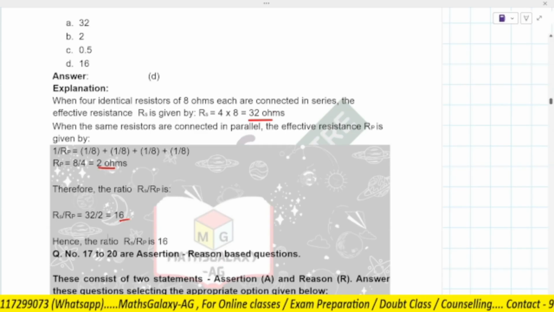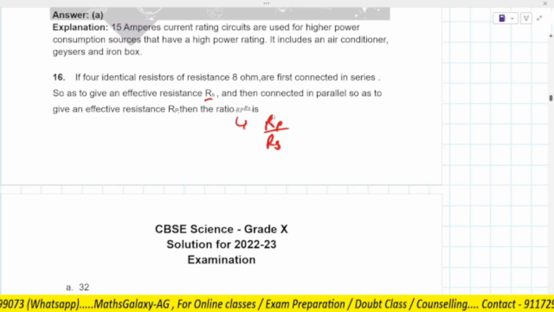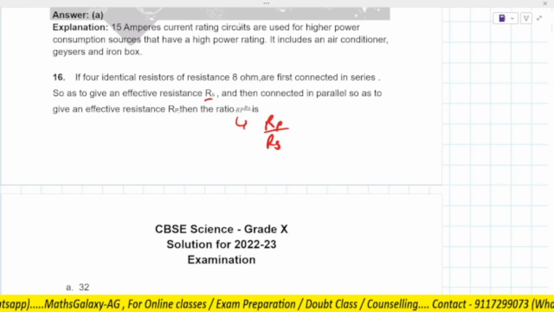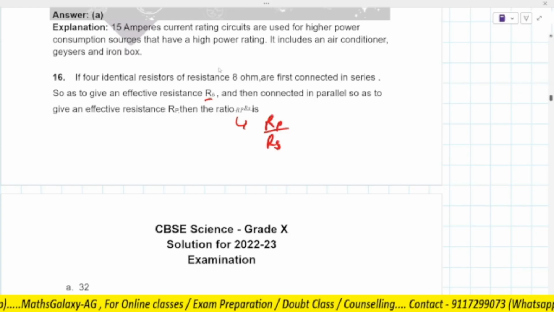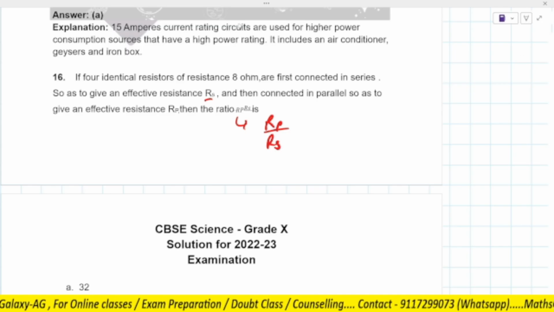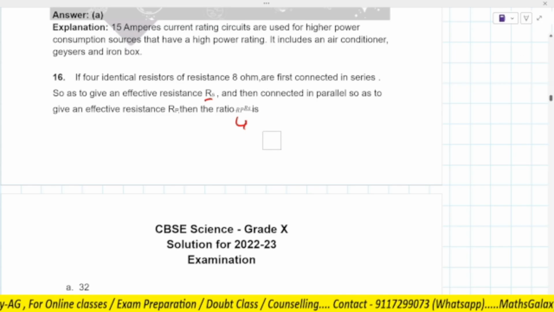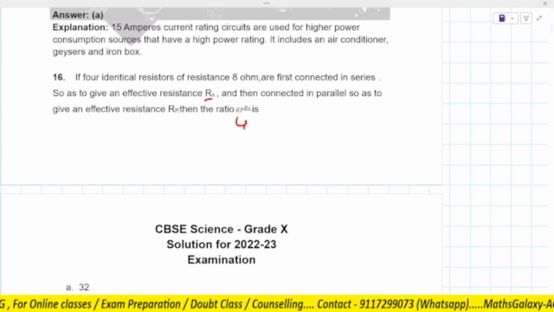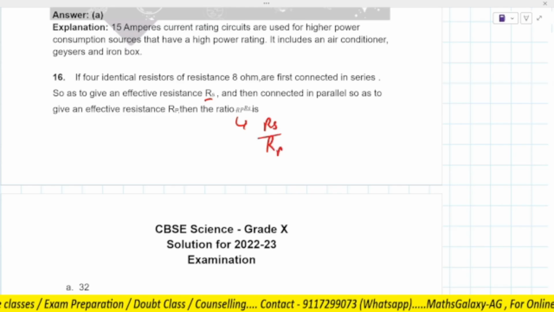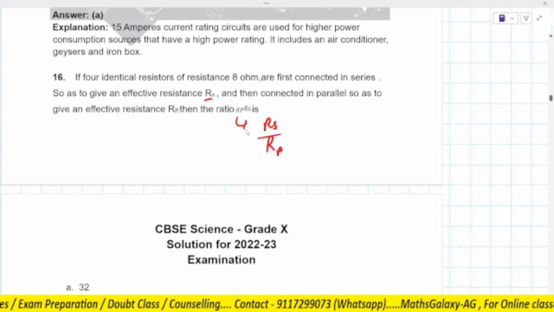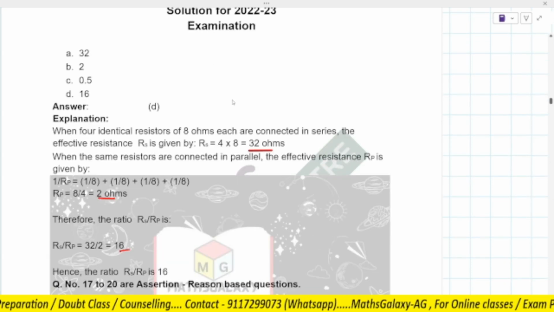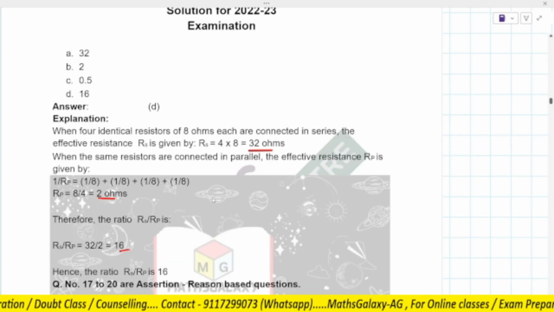Sorry, here the question is RS by RP, not RP by RS. It's not RP by RS, it's RS by RP. Just wait a minute, let me correct it. It's RS by RP. Okay? Resistance for series and the total resistance for parallel. Clear? Or any doubt?